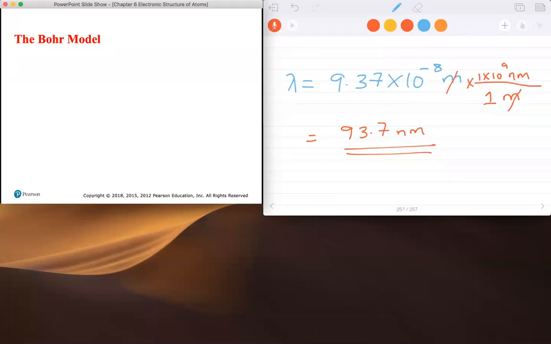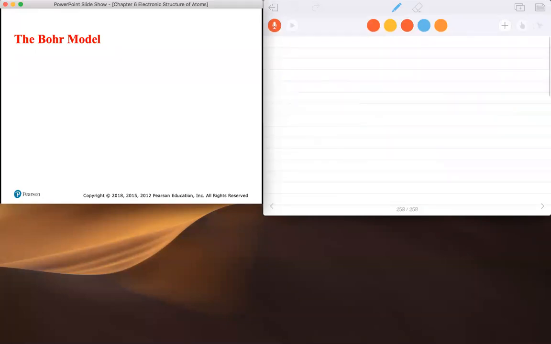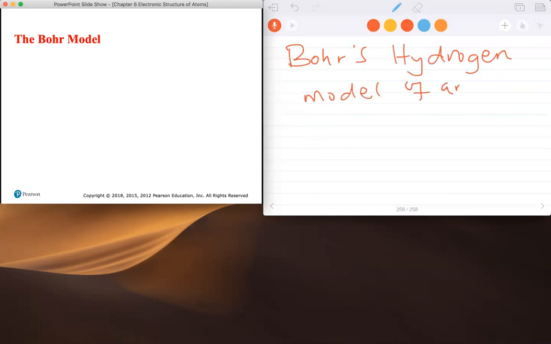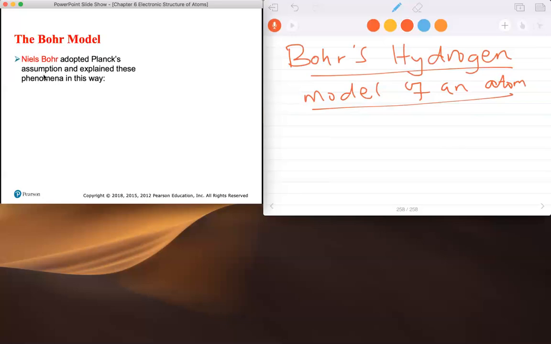Let's go back to Bohr's model. Here, I want even to label this as Bohr's hydrogen model of an atom. Yes, he is only working on hydrogen, just trying to paint a model of the hydrogen atom, not helium, not any element on the periodic table. Bohr worked only with what? With hydrogen to propose a model of an atom.